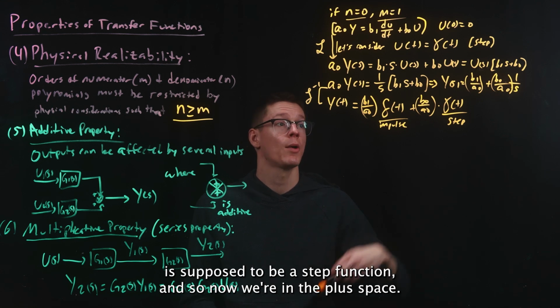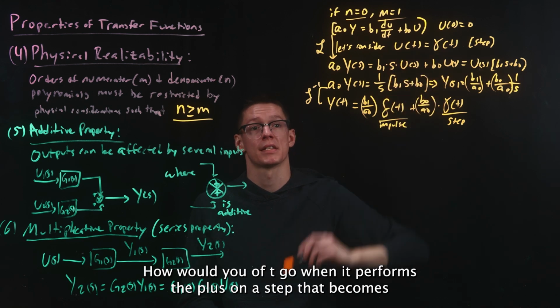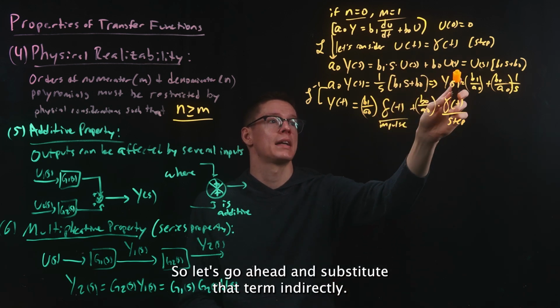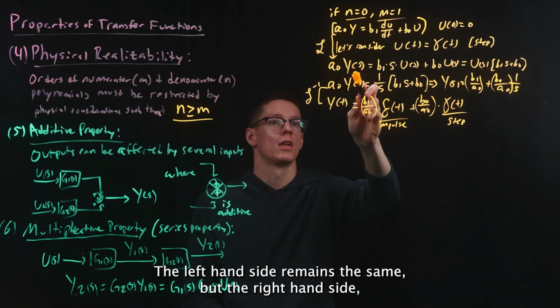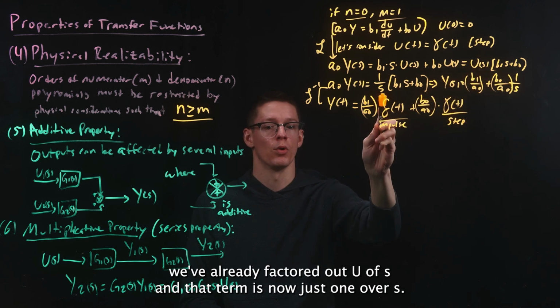Now, we already described that the function of u is supposed to be a step function. And so now we're in Laplace space. How would u of t go when we perform Laplace on a step? That becomes 1 over s. So let's go ahead and substitute that term in directly. The left-hand side remains the same, but on the right-hand side, we've already factored out u of s, and that term is now just 1 over s.